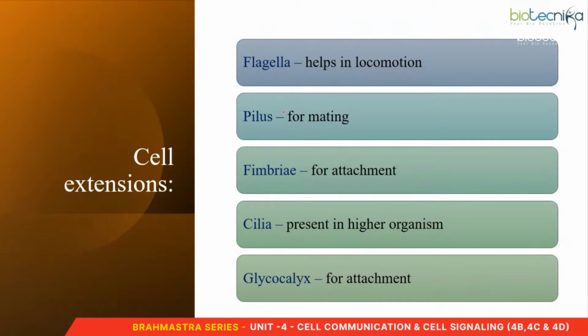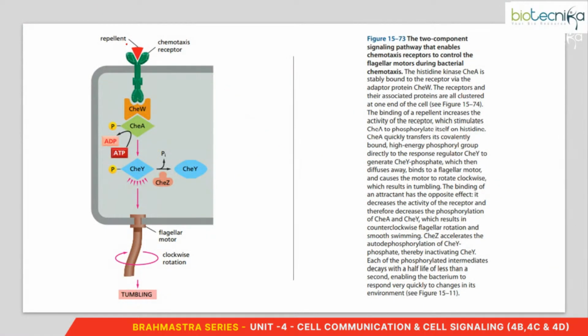So you have cell extensions like flagella for locomotion, pilus for mating, and fimbriae for attachment. The same goes for glycocalyx and cilia present in higher organisms. When a repellent binds to the receptor, it is activated. The information passes to CheW, the adapter protein, activating the histidine kinase, that is CheA, with the help of ATP hydrolysis, and that phosphate is transferred to CheY. This helps the flagellar motor rotate clockwise, and that results in tumbling.